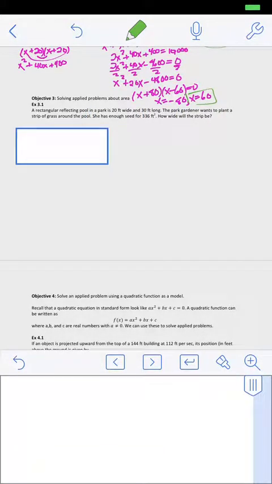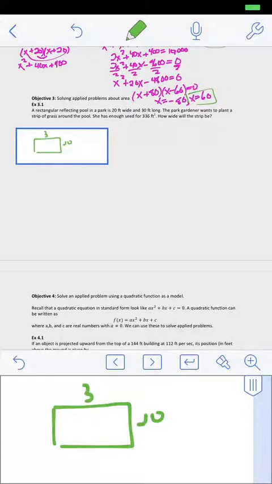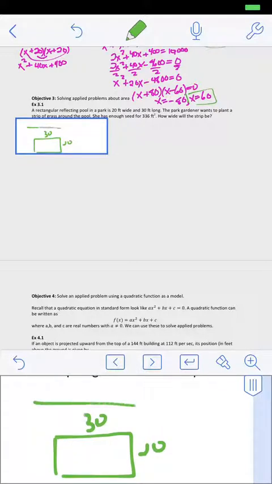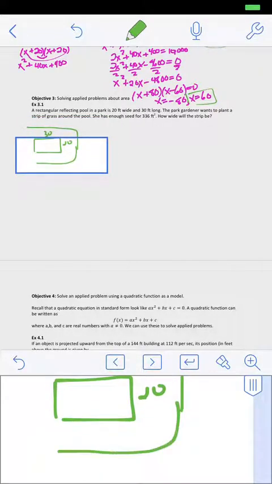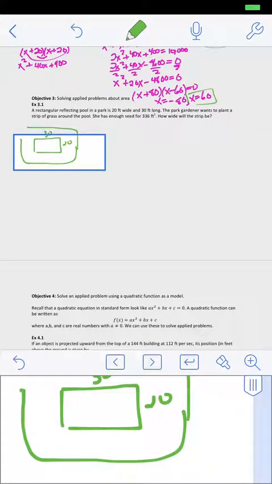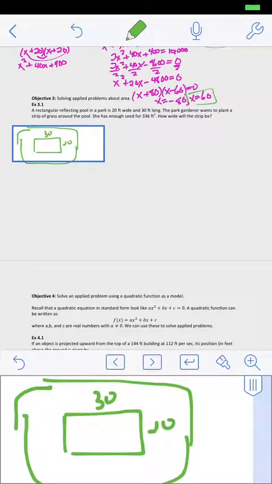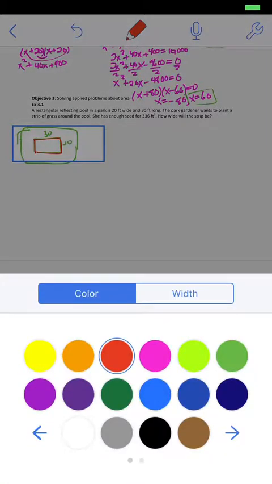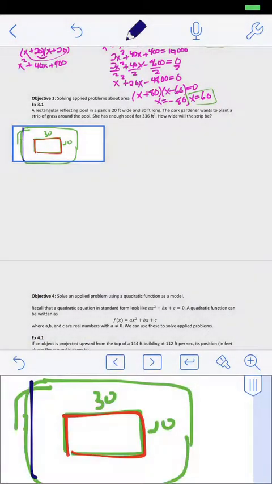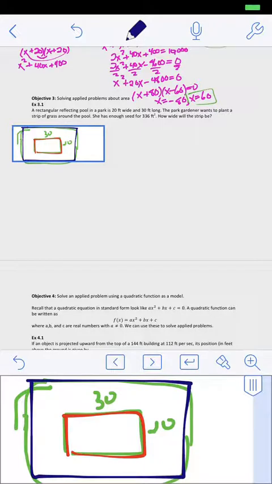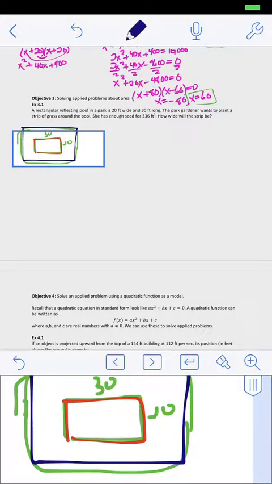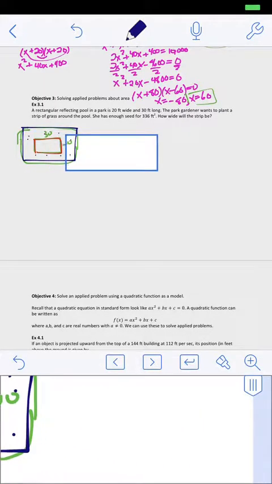Well, let's draw ourselves a picture. So I've got this pool, right? It's 20 by 30. And we want to put a strip around it of some grass. So I've got 2 rectangles going on here. I've got the inside rectangle, we'll make that one red. I've got the outside rectangle, we'll make that one blue. So two different rectangles going on here. And then the strip itself is going to be all this space in between the 2 rectangles.